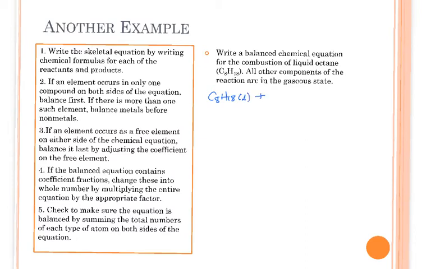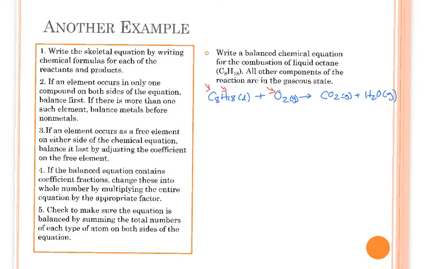And whenever we have a combustion reaction, it combines with oxygen gas, and it gives us carbon dioxide and water vapor. Okay, and in a combustion reaction, as long as you have carbon, hydrogen, and oxygen, you will always end up with carbon dioxide and water as your products.